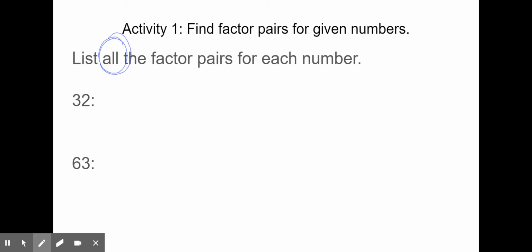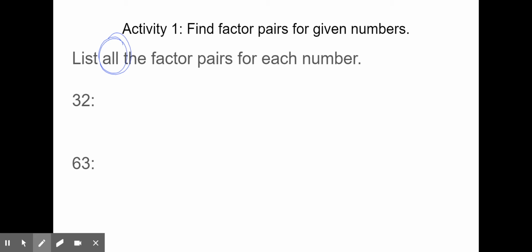So when we're talking about factor pairs, there is such a thing as listing all the factor pairs. And I say that because later on we'll be looking at multiples, and multiples can go on for a long time, actually, multiples can go on forever. And so I would never ask you to do all of something that would go on forever, right? Okay, so factor pairs, list all of them.